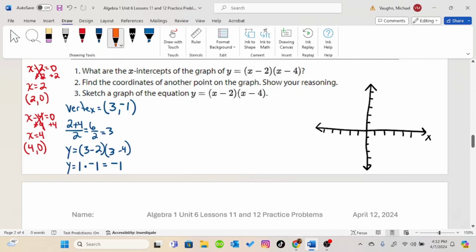So my first point will be my x-intercept at (2, 0). My next point will be at the intercept (4, 0). And my vertex will be at (3, -1). As long as I have 3 points, I can draw the vertex and the x-intercepts, and that gives me the parabola.